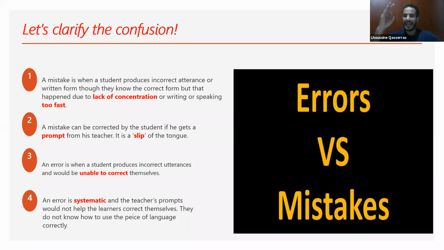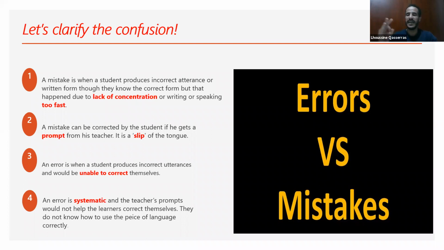Why? It's number four. An error is systematic. Look, Muhammad, okay, teacher, Bob play. No, Muhammad, he, she, it. Yes, teacher, Bob play. Systematic, making the same problem. An error is systematic and the teacher's prompts, the teacher's help would not help learners correct themselves because they don't know how to use the piece of language correctly, because they don't know the form, because they don't know the rule, because of lack of knowledge.